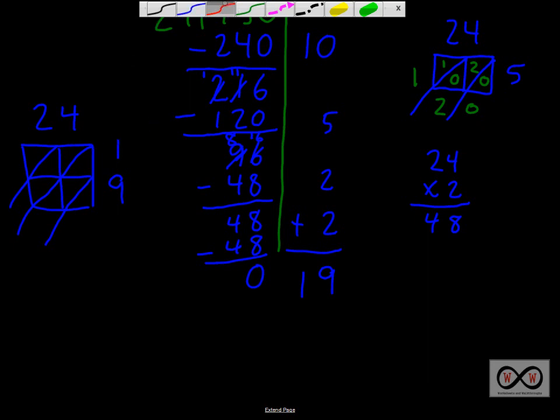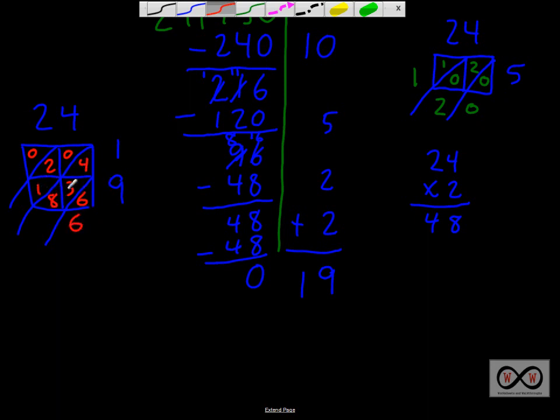We've got 1 times 4 equals 4. Little identity property going on there. 1 times 2 equals 2. Again with the identity property. Now we do 9 times 4 equals 36. You're probably thinking that good for you. 9 times 2 would be 18. Now we add these up diagonally.